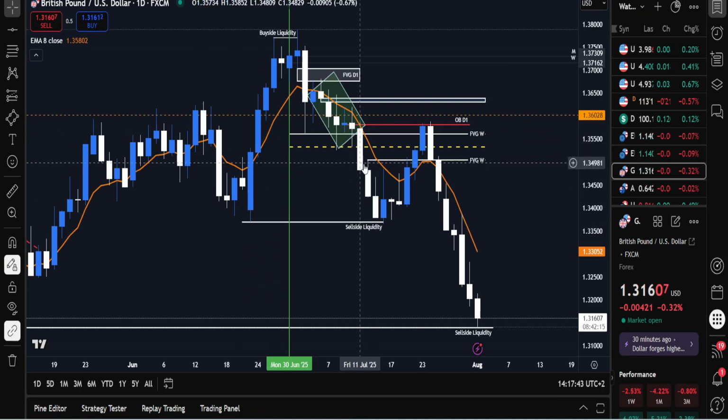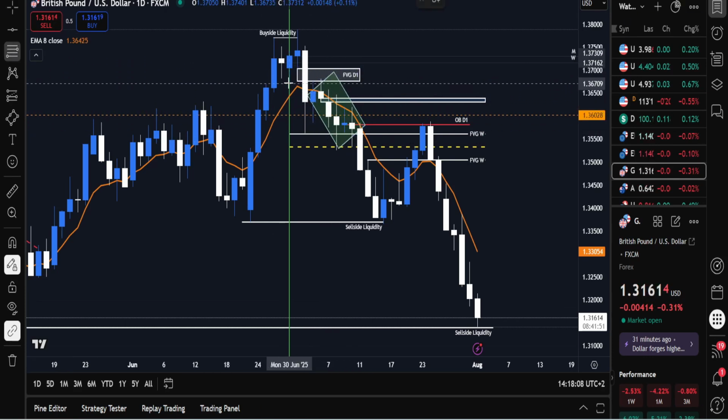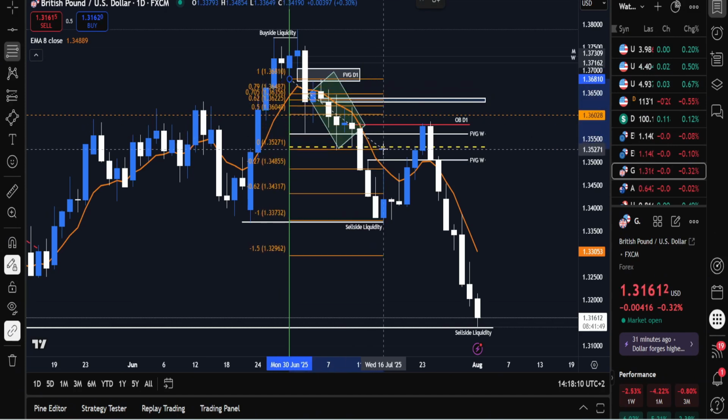And eventually we dropped down. We created a weekly fair value gap. We traded back into it. That was our retracement up, and we traded into our daily order block. And you can see as price goes up and down, up and down, up and down, this becomes a balanced price range. So when a balanced price range happens, you will take consequent encroachments of it, right?